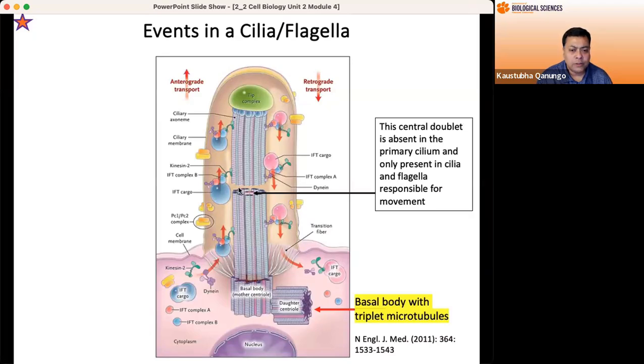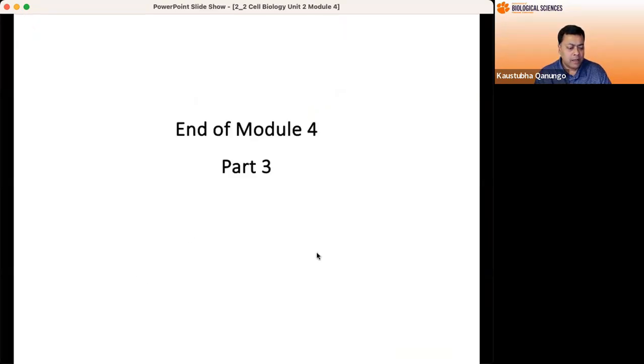Also know that this is your 9 outer doublets and 2 central tubules, because this is a flagella or cilia that is motile. The basal body contains triplets of these, but they don't have the central doublet. The basal body or the centriole doesn't have the central doublet; that is only present in here. So just remember those things.